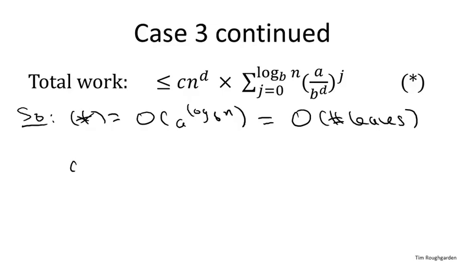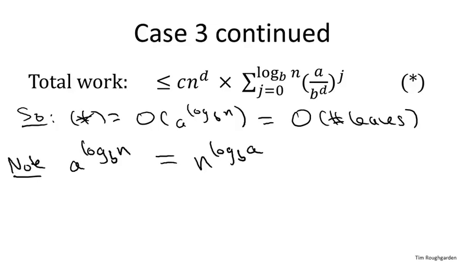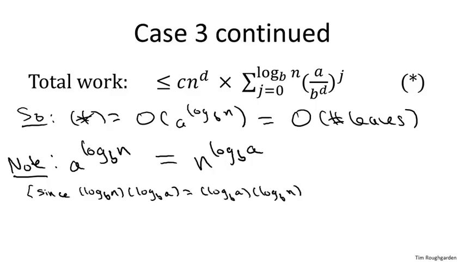Well, there's a very simple explanation, which is simply that, believe it or not, a to the log base b of n and n to the log base b of a are exactly the same thing. This looks like the kind of mistake you'd make in freshman algebra, but actually if you think about it, these are simply the same quantity. If you don't believe me, just take the logarithm base b of both sides and you'll get the same thing on both sides.